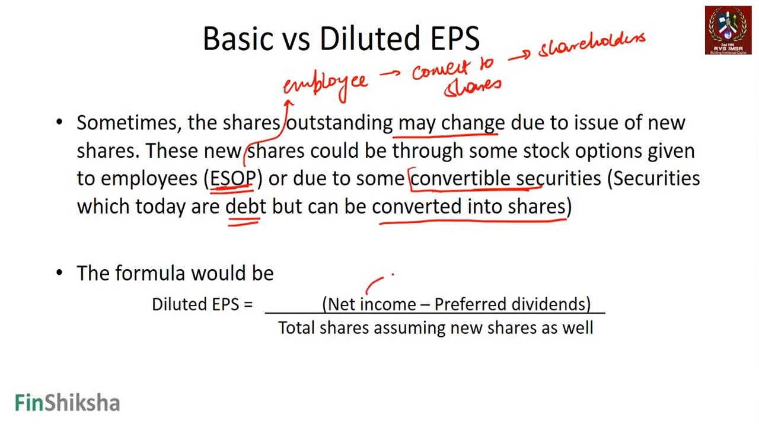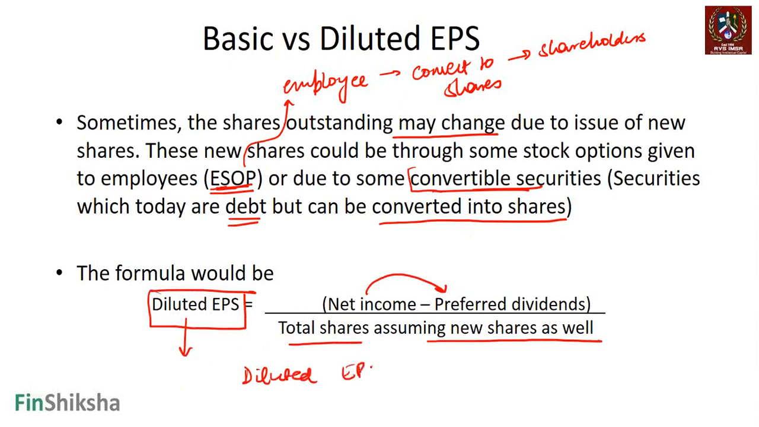So the numerator remains the same, but in the denominator you have total shares, assuming the new shares as well, if you have to calculate diluted EPS. Why is it called diluted? Because the denominator increases. So diluted EPS is always going to be either less than or equal to basic EPS. It can never be more than the basic EPS.